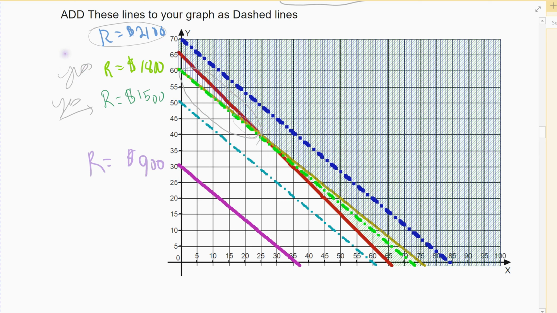So I would say yes, there are few, but there are some that seem to land in the 1,800 region. What about the 2,100? Alright, this blue line. The blue line exists, but it exists where? It exists in all the false statements, which means it doesn't land in my solution set. And so it's impossible to get a revenue of 2,100.